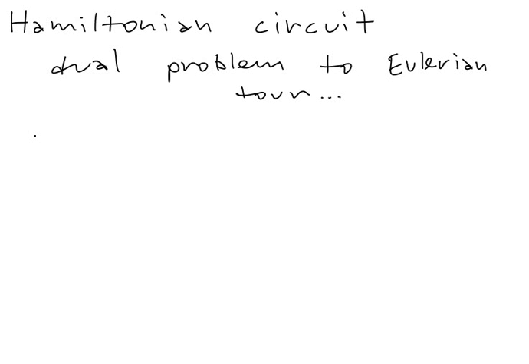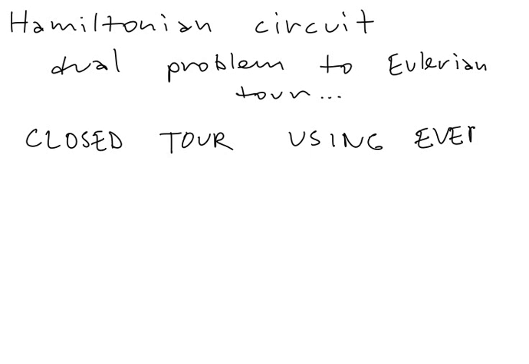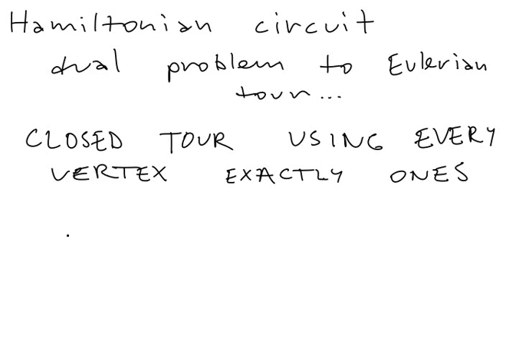So the Eulerian tour is some kind of closed walk which is using every edge exactly once. So we would like to construct another walk which is using every vertex exactly once. A closed tour using every vertex exactly once. And so let me give you some kind of example.